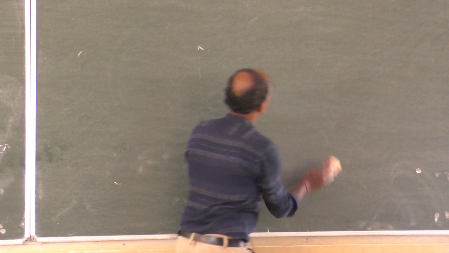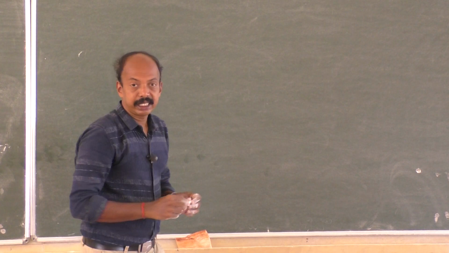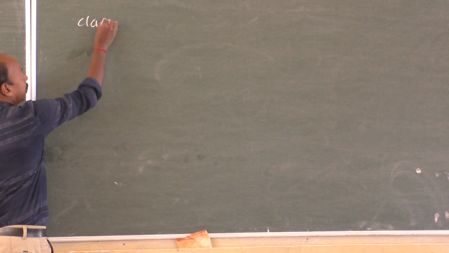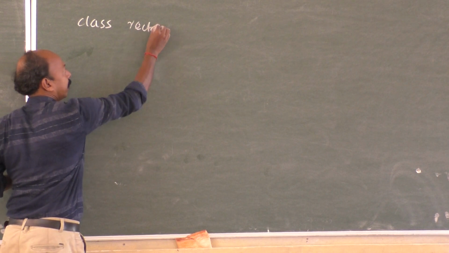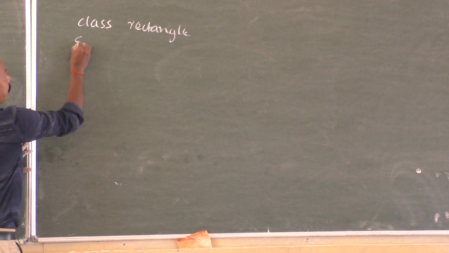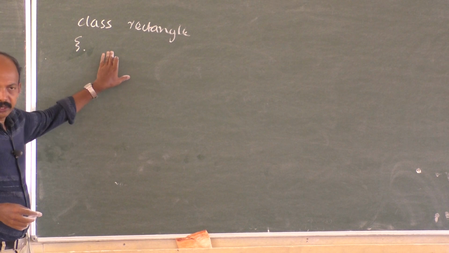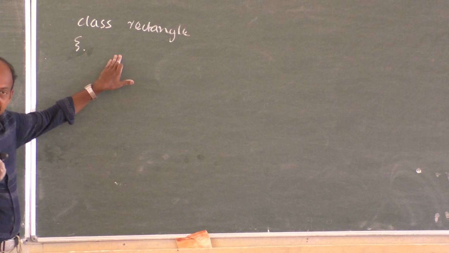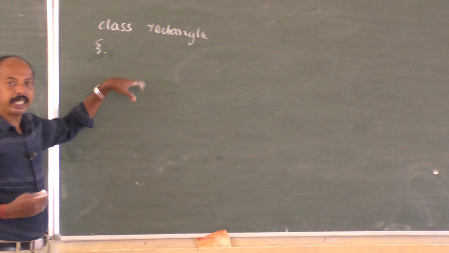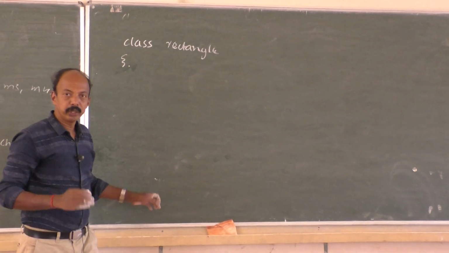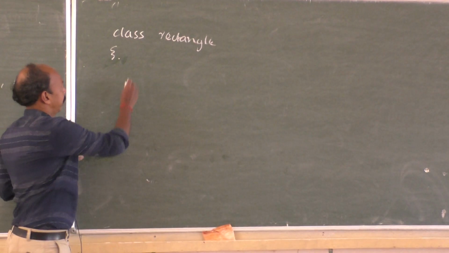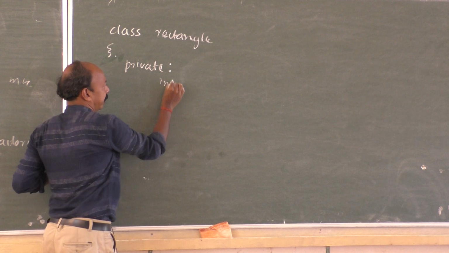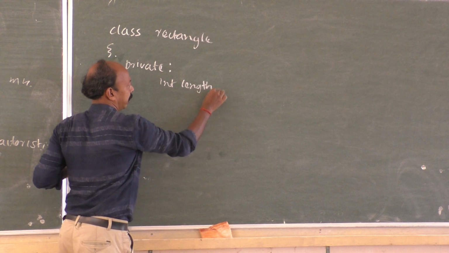Remember, still we have not defined the objects. Objects will be defined inside the void main. Class rectangle. Usually the functions will be written under public and the variables, that is member data, will be written under private. Suppose we have not written private, then what happens? By default those variables will be considered as private. Private: int length and breadth.